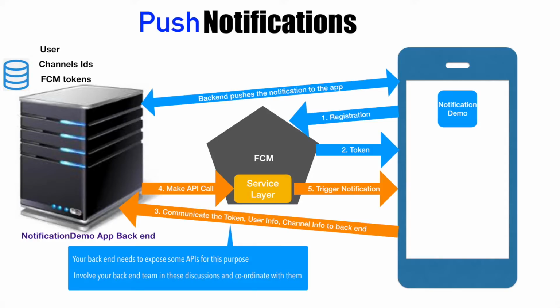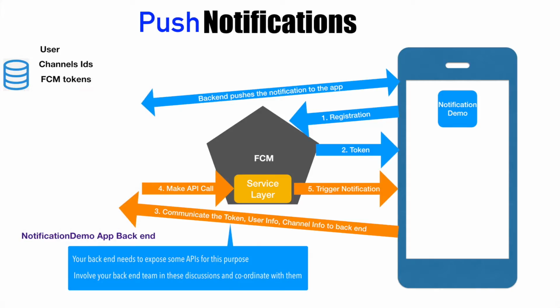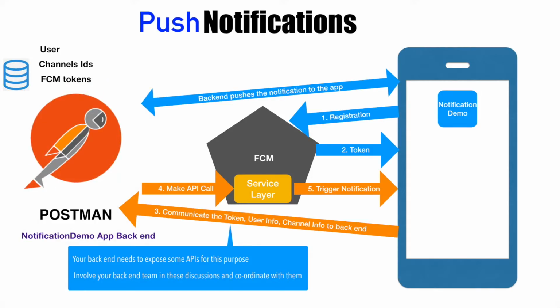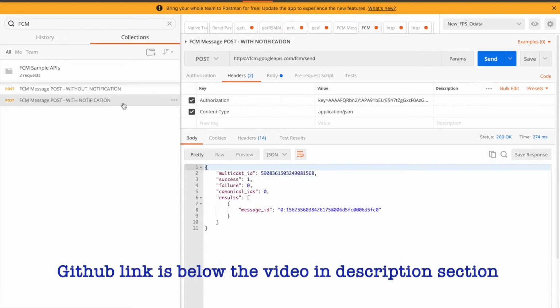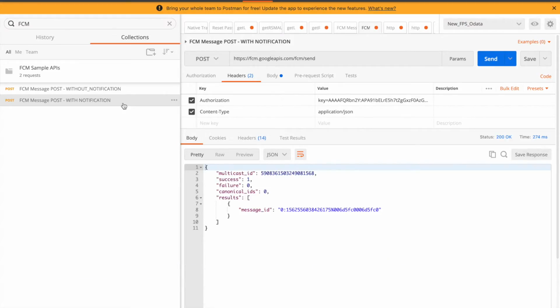Well, I won't be showing you how to implement the server side code to do step 4, which is making an API call. However, instead of that, I would be using Postman, which is a REST client, using which I will be triggering the API call to push the notification to the mobile app. So let's get into a demo. I have created a Postman collection, which I have also posted on GitHub. So you can just import this particular Postman collection and change certain values and it should work.